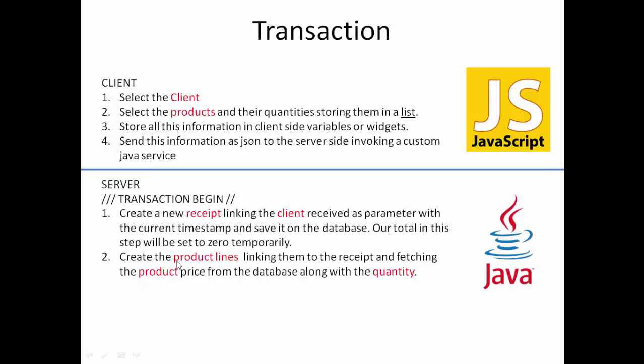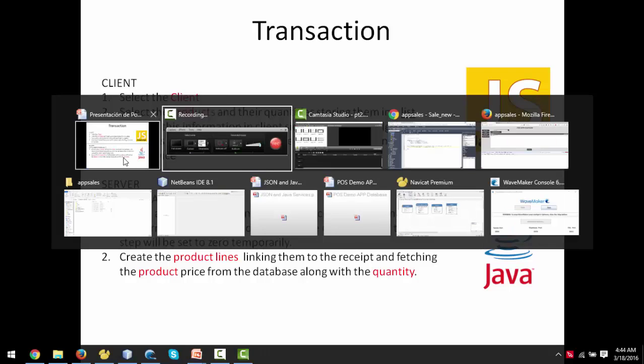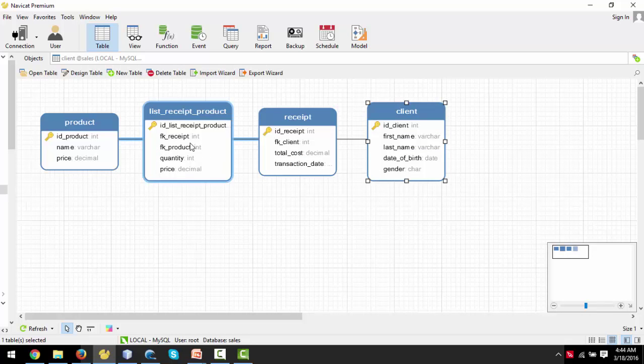So step 2 is going to be go through all the product lines, fetch the product price, and link that to the quantity to create that. Maybe I can show you exactly what item we're talking about. It's this one right here. So first we create the receipt, then we have to be cycling through all the products and all the quantities, but at the same time when we are getting the product, the server side has to get the price.